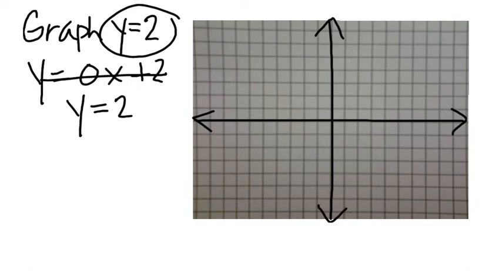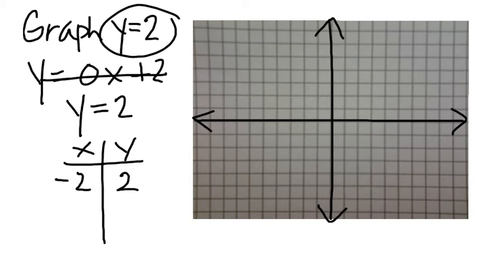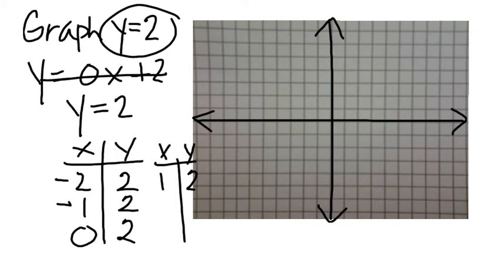What does that mean? That means for every x in the entire world, y is always 2. So it's pretty easy to make an input-output table. When you use negative 2 for x, y is always 2. When you use negative 1 for x, y is always 2. When you use 0 for x, y is always 2. When you use 1 for x, y is still 2. When you use 2 for x, y is still 2. Get it? Y is 2, no matter what x is.